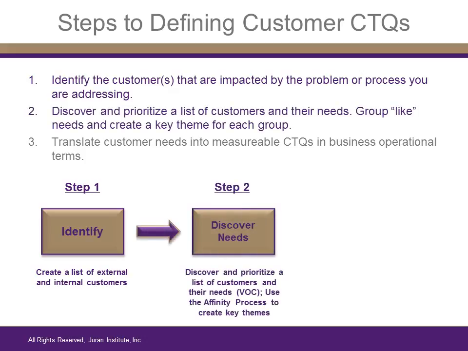The next step is to discover and prioritize the list of customers. You may have some customers with a greater stake in the process, and these customers should take priority. At this time, a list of customer needs, considered voice of the customer, should be developed. The information gathered when collecting the voice of the customer will act as the foundation of our critical to quality measures. Thus, it is vital to collect pertinent and reliable information.